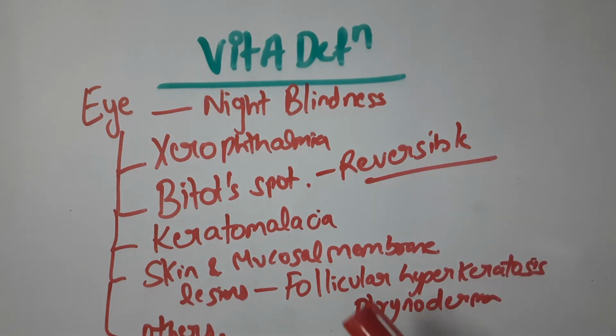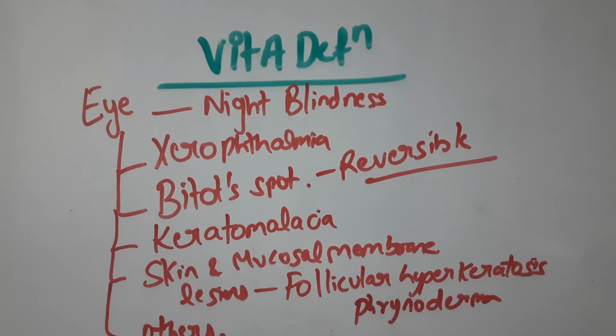Next, it can lead to keratomalacia, that is softening of cornea. There will be degeneration of corneal epithelium, which may get vascularized. Later, corneal opacity may develop, and if bacterial infection happens, it can lead to corneal ulcer, perforation of cornea, and total blindness. Next, it can also lead to some skin and mucosal membrane lesions like follicular hyperkeratosis or phrynoderma. It results from hyperkeratinization of the epithelium lining the follicles.